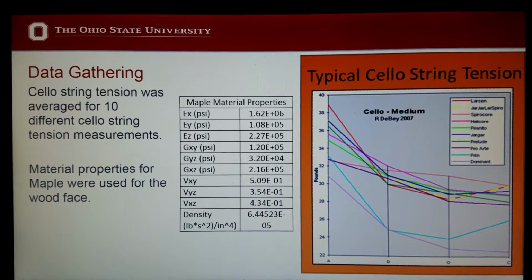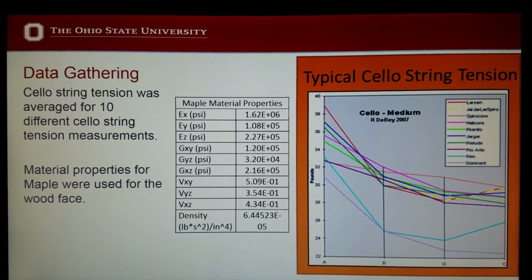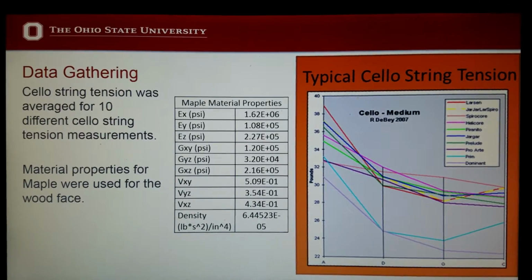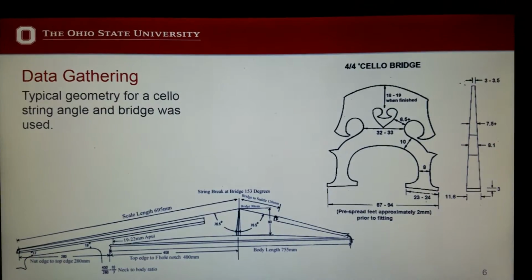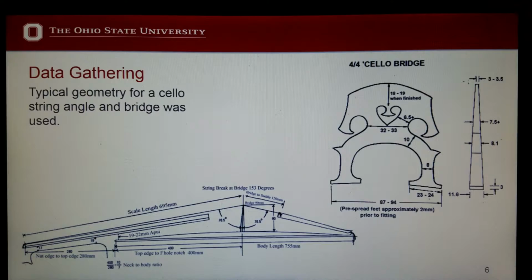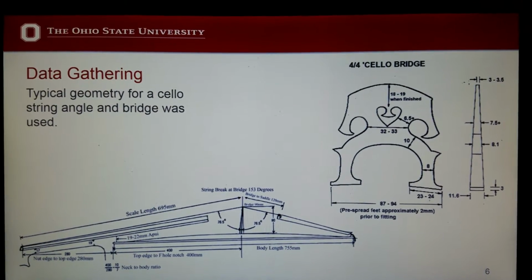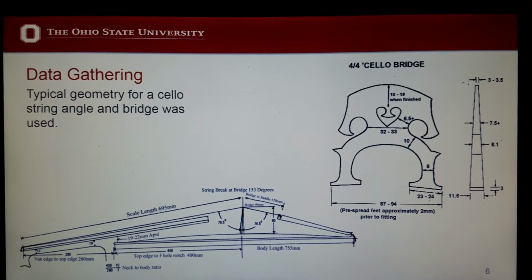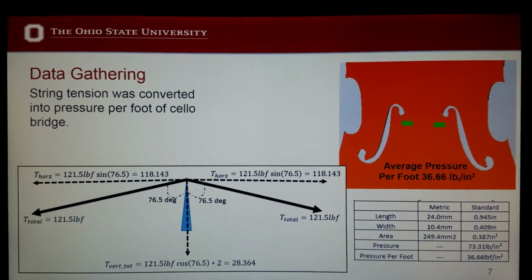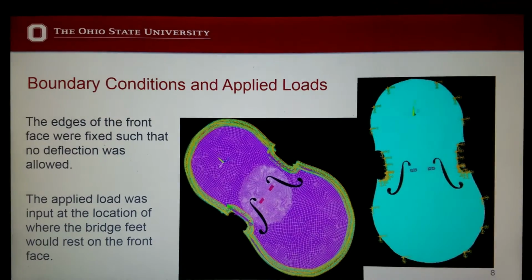The data gathered was such that the maple wood properties were average material properties, and the EX direction was along the length of the cello, as well as a typical string tension were averaged. The typical geometry was used for a medium maple cello. As you can see here, these are just standard cello dimensions for the bridge and the string angle. The average force per foot was calculated to be 36.64 pounds using basic trigonometry.